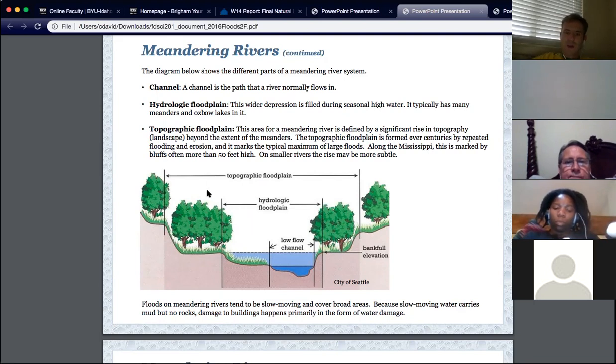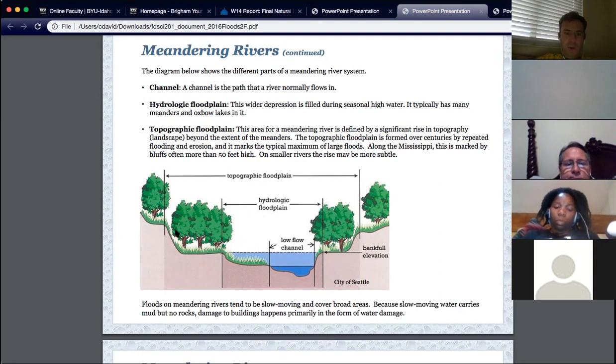Then you've got the hydrological floodplain, and then the topographical floodplain. So this right here, low flow channel, that's just the channel during normal times. That's where the river is normally when it flows. The hydrological floodplain is a wider depression that's kind of filled with water during seasonal high water. Basically what that means is like right after spring runoff. This is when the river is typically the most full, but not quite flooding.